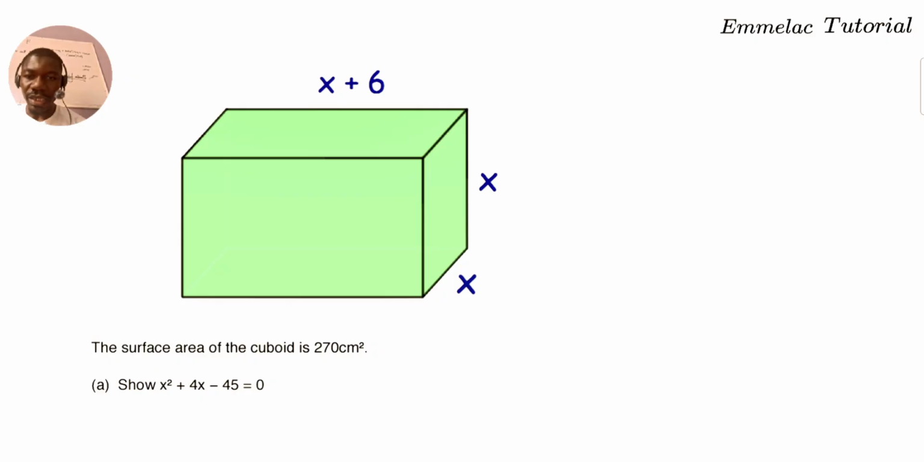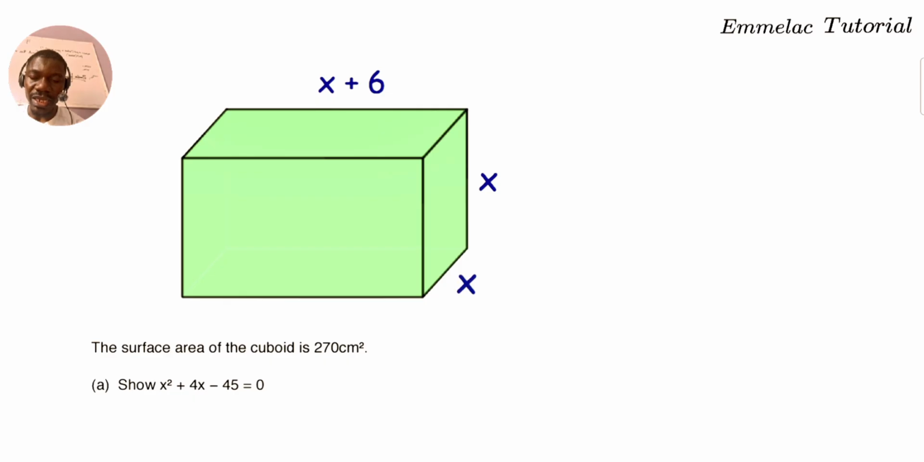Okay, now this is a cuboid, and we are given that the surface area of the cuboid is 270 centimeter square, and we are requested to show x squared plus 4x minus 45 equals 0. Here we're given that the length is x plus 6. The height is x, and the base is x.